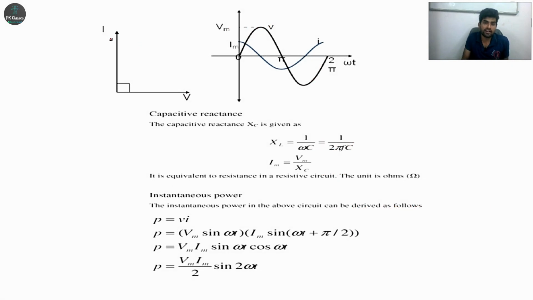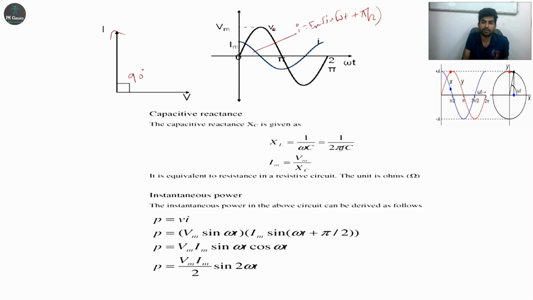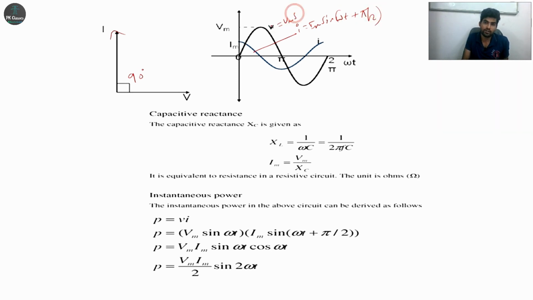See here, current leads voltage by an angle of 90 degrees. So directly we can write I is equal to Im sin(omega t plus pi by 2), where voltage is V is equal to Vm sin omega t. Just to remember: plus for capacitance, minus for inductance.